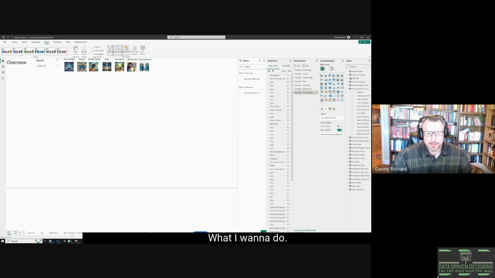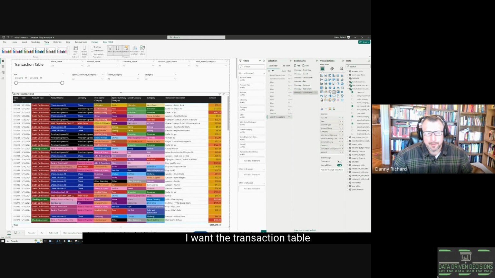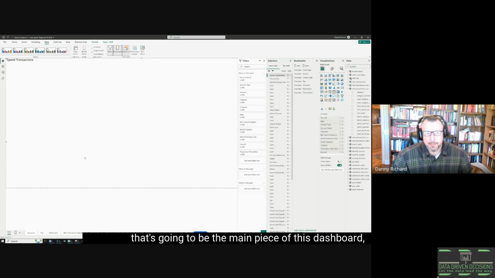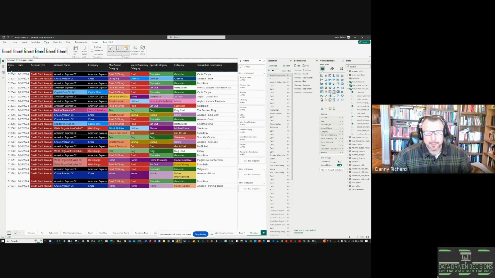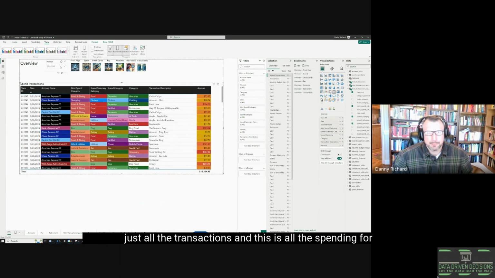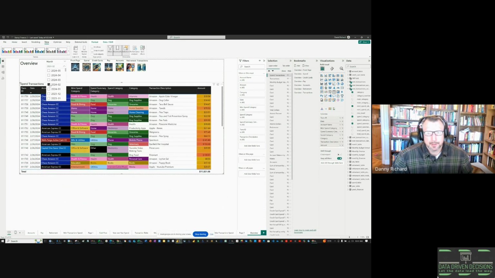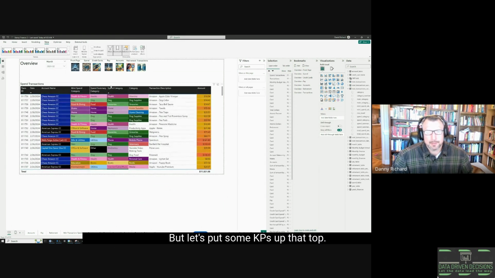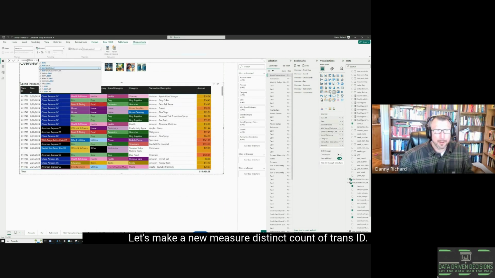Pretty simple. What I want to do, I want the transaction table. That's going to be the main piece of this dashboard. Just all the transactions. This is all the spending for March. Now here's all the spending for April. But let's put some KPIs up at top. Let's make a new measure. Distinct count of trans ID.